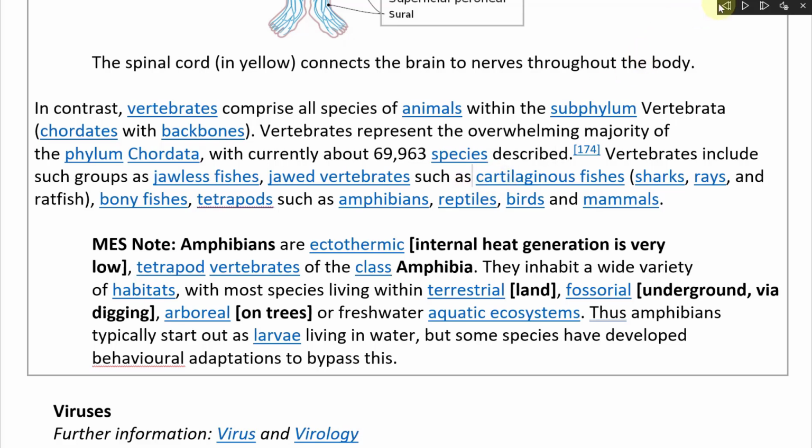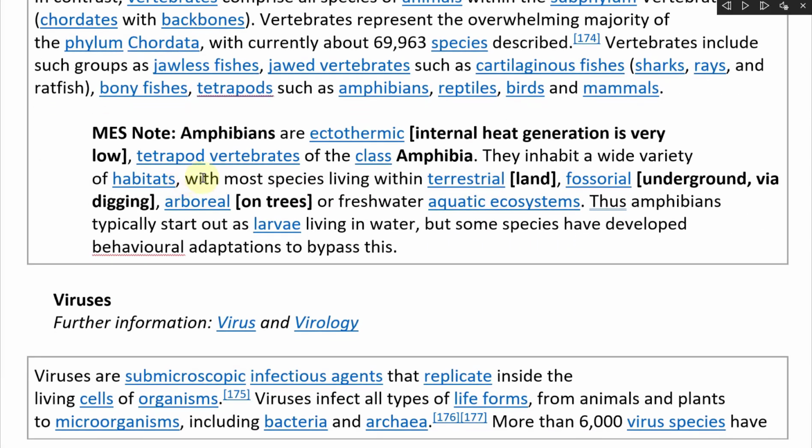cartilaginous. Let's see this pronunciation here. Cartilaginous fishes such as sharks, rays, and ratfish, and bony fishes, tetrapods such as amphibians, reptiles, birds, and mammals. MES note: amphibians are ectothermic, where the internal heat generation is very low. Tetrapods, so four-legged or four-limbed vertebrates, of the class Amphibia.